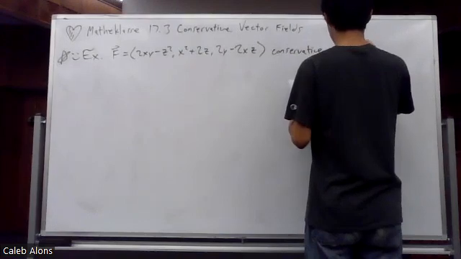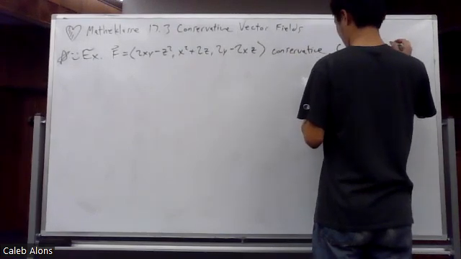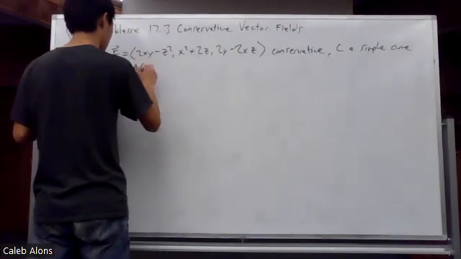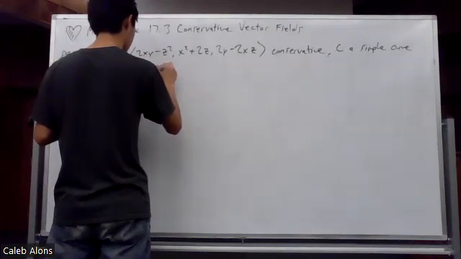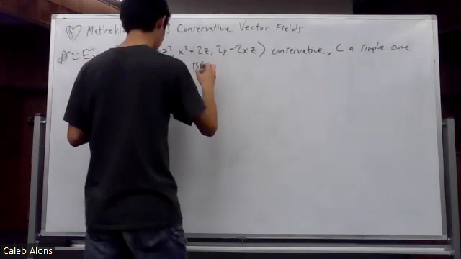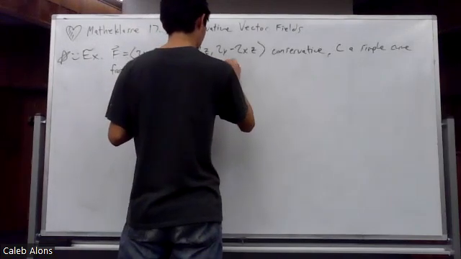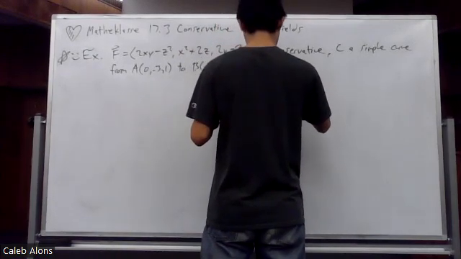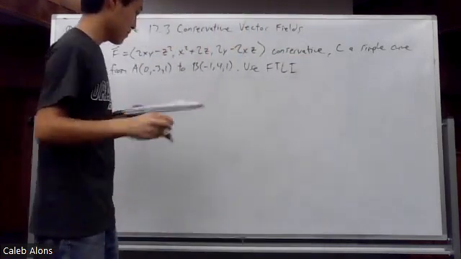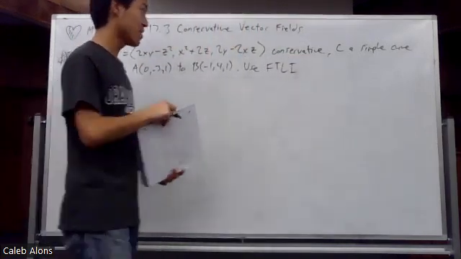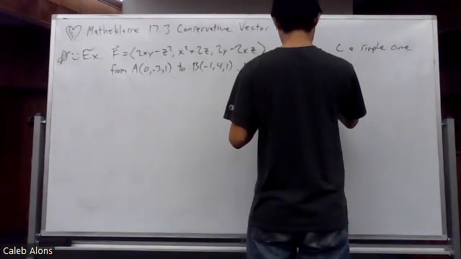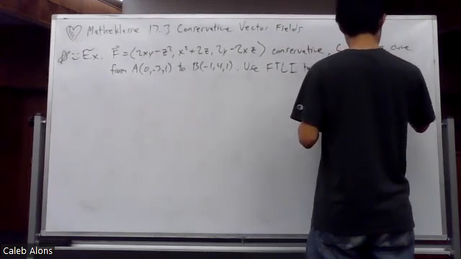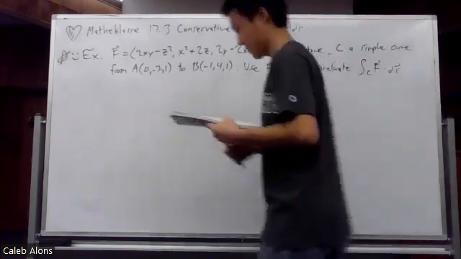Okay, and then C is a simple curve from A, which is going to be the point (0, -3, 1), and then we'll finish at the point B, (-1, 4, 1). I want to use the fundamental theorem for line integrals. So no longer FTC anymore, right? Fundamental theorem of line integrals to evaluate the integral over C of F dot dr.